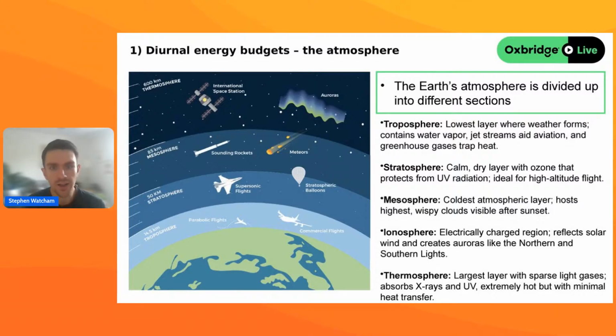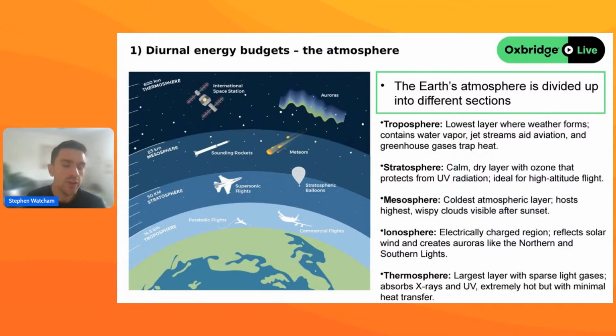Also worth mentioning our ionosphere, not in the diagram, but this is an electrically charged region. Quite important because it reflects some of that solar wind coming in from the sun, and this is where we get our auroras. So our aurora borealis that was quite prominent across the northern hemisphere, particularly last year. That's where this will form.